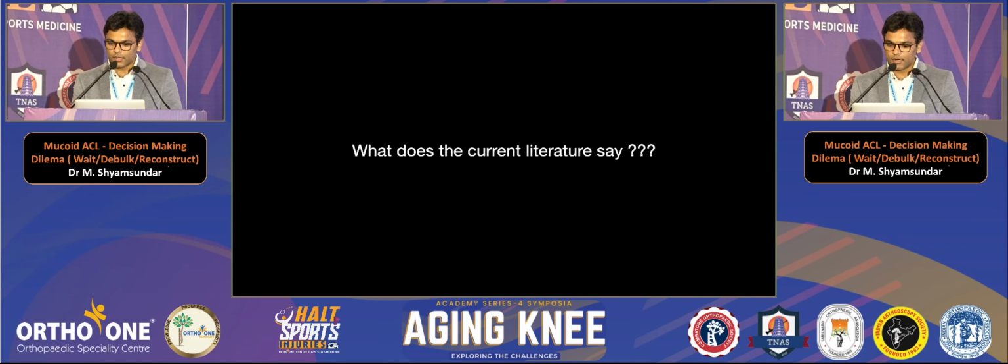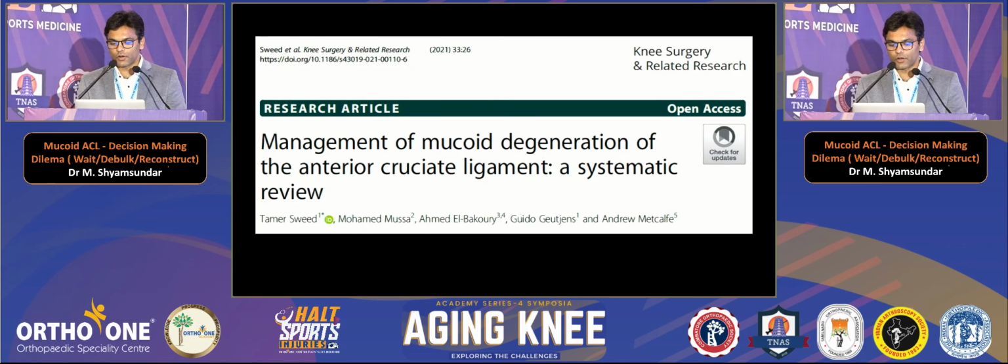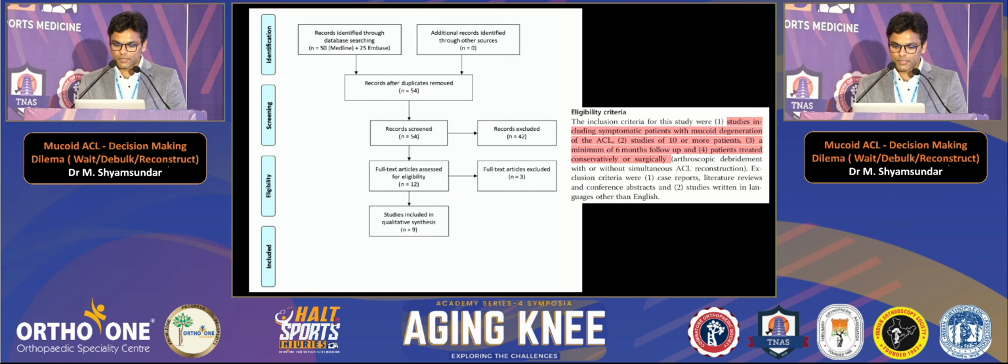Now, what does the current literature say? The problem here is that in the current literature, there are only 75 articles available. And out of the 75 articles, only 9 give us the true picture of the entire nature of mucoid ACL and the treatment protocol. So I kindly refer you to have a look at this particular systematic review, which gives clear-cut guidelines on how they have managed the mucoid ACLs.